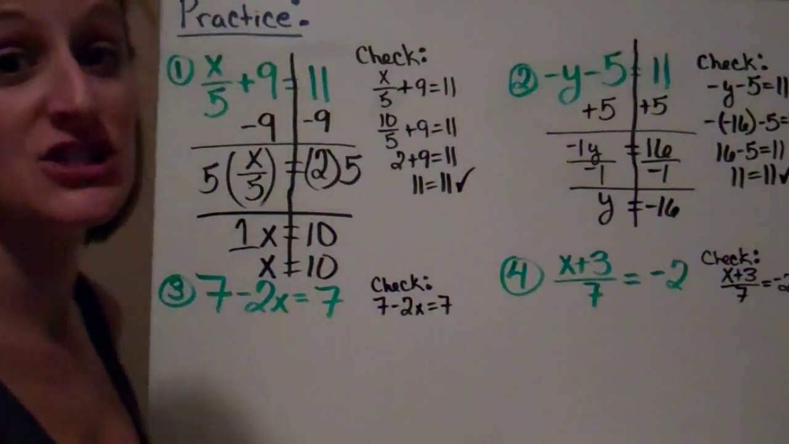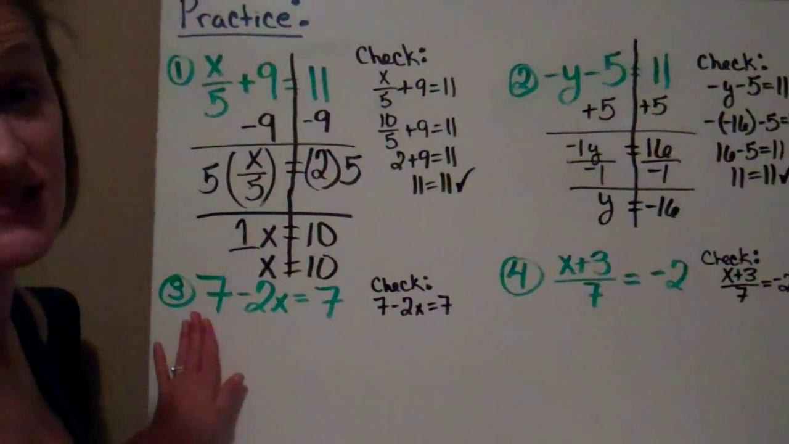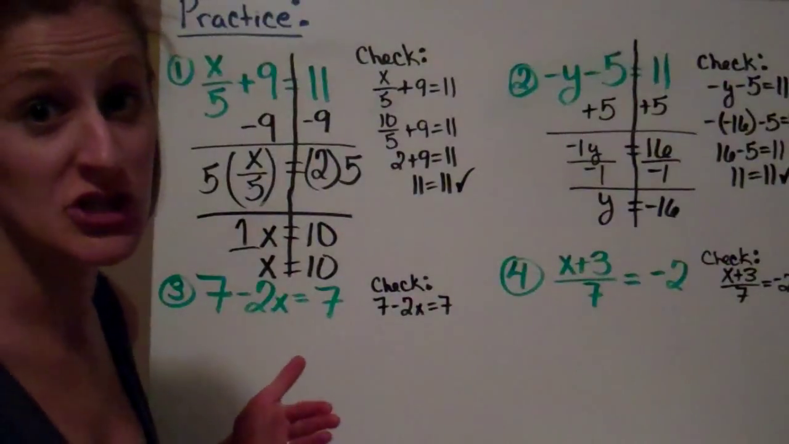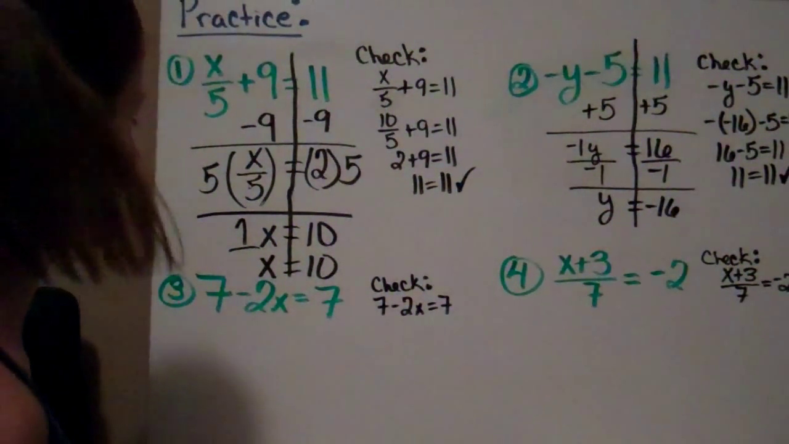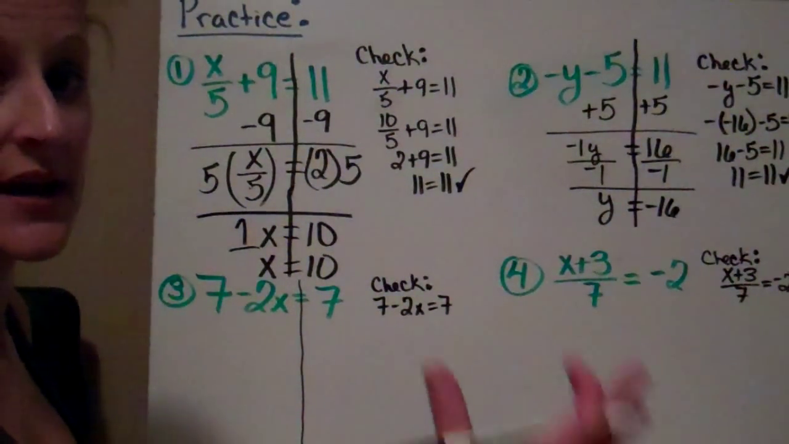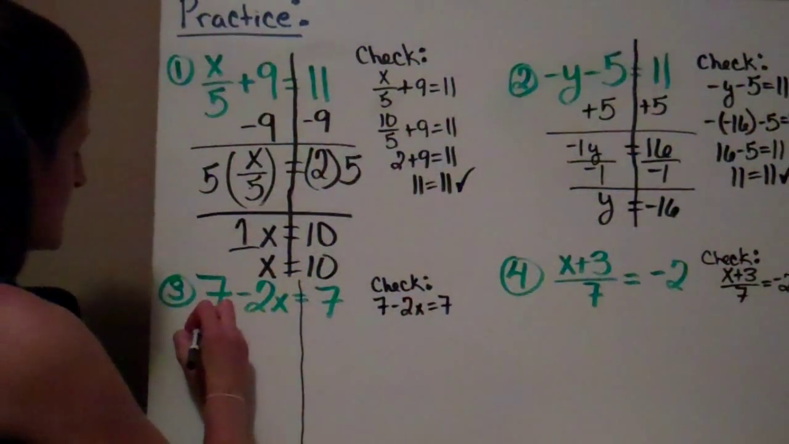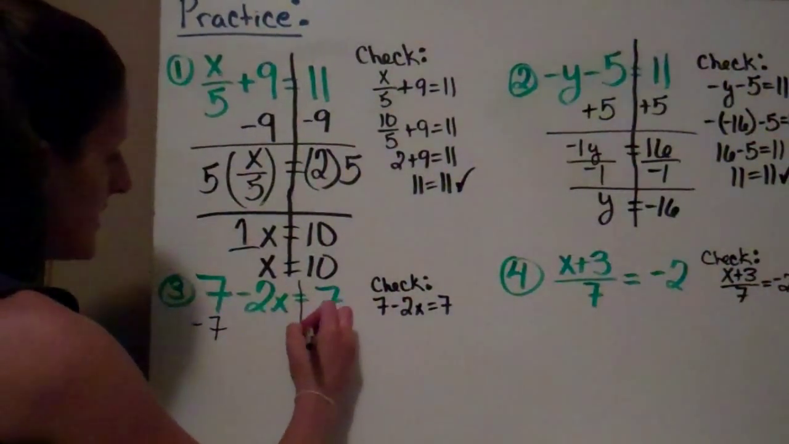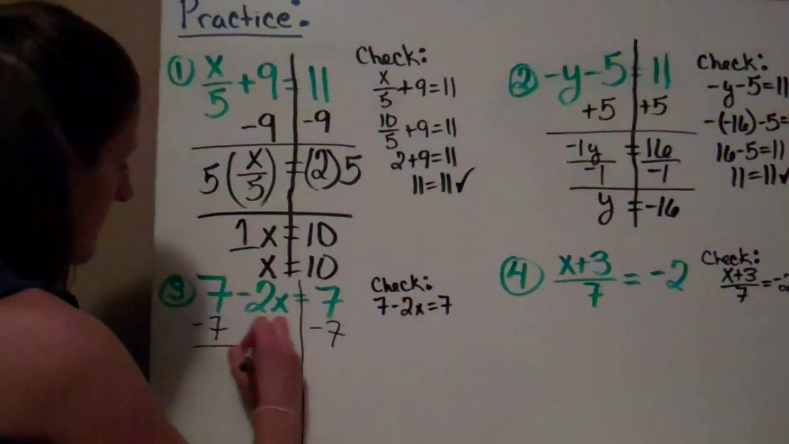The first thing I need to do is to move my 7. Now, this is a positive 7, so to undo it, I need to subtract 7. So I'm going to draw my line, so I know I've got to do what I do to one side, I must do the other. I'm going to subtract 7 from this side and this side.